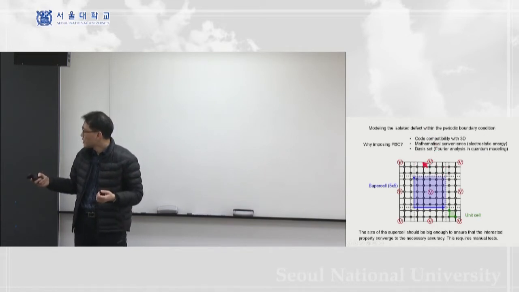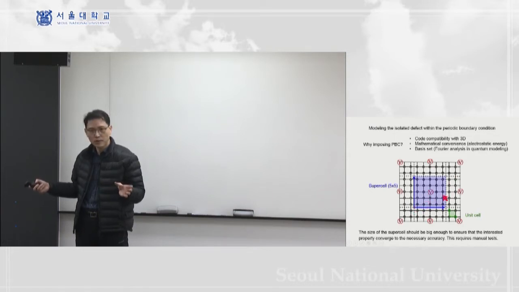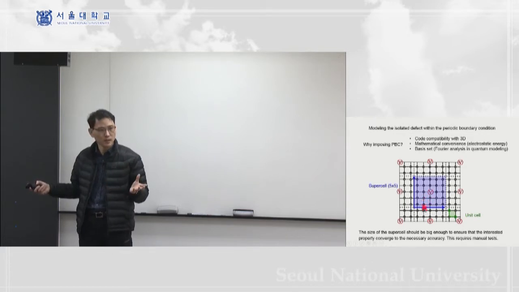Okay, so specifically in this case, for instance, we are repeating this vacancy in the 5 times 5 of the unit cell. So this green one corresponds to the unit cell, and we are repeating this vacancy with 5 times 5 periodicity. Suppose that this is big enough, the interaction between the two vacancies is very small, then the property that we extract from this supercell would correspond to one single isolated defect. All right, you understand that?